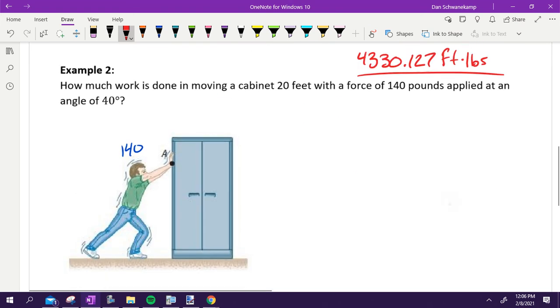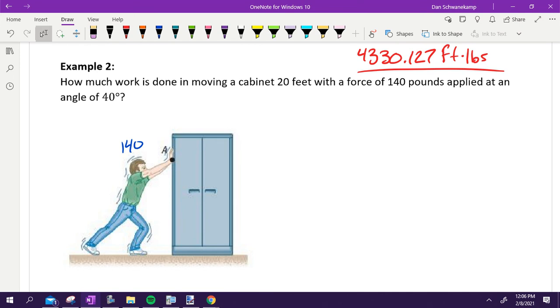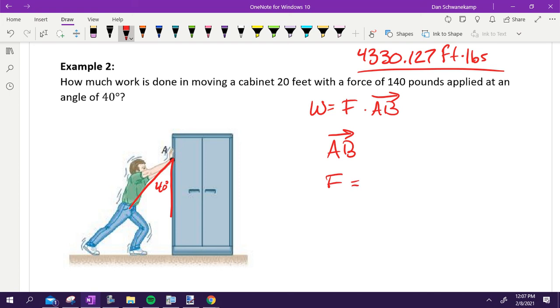How much work is done in moving a cabinet 20 feet with a force of 140 pounds applied at an angle of 40 degrees? So this guy's pushing at a 40-degree angle upward. That seems kind of silly, but try to figure out how much work he's doing. Go ahead and set that up. Work equals force times the movement vector. Figure out what your movement vector is. Figure out what your force vector is. Get an answer. Go ahead.